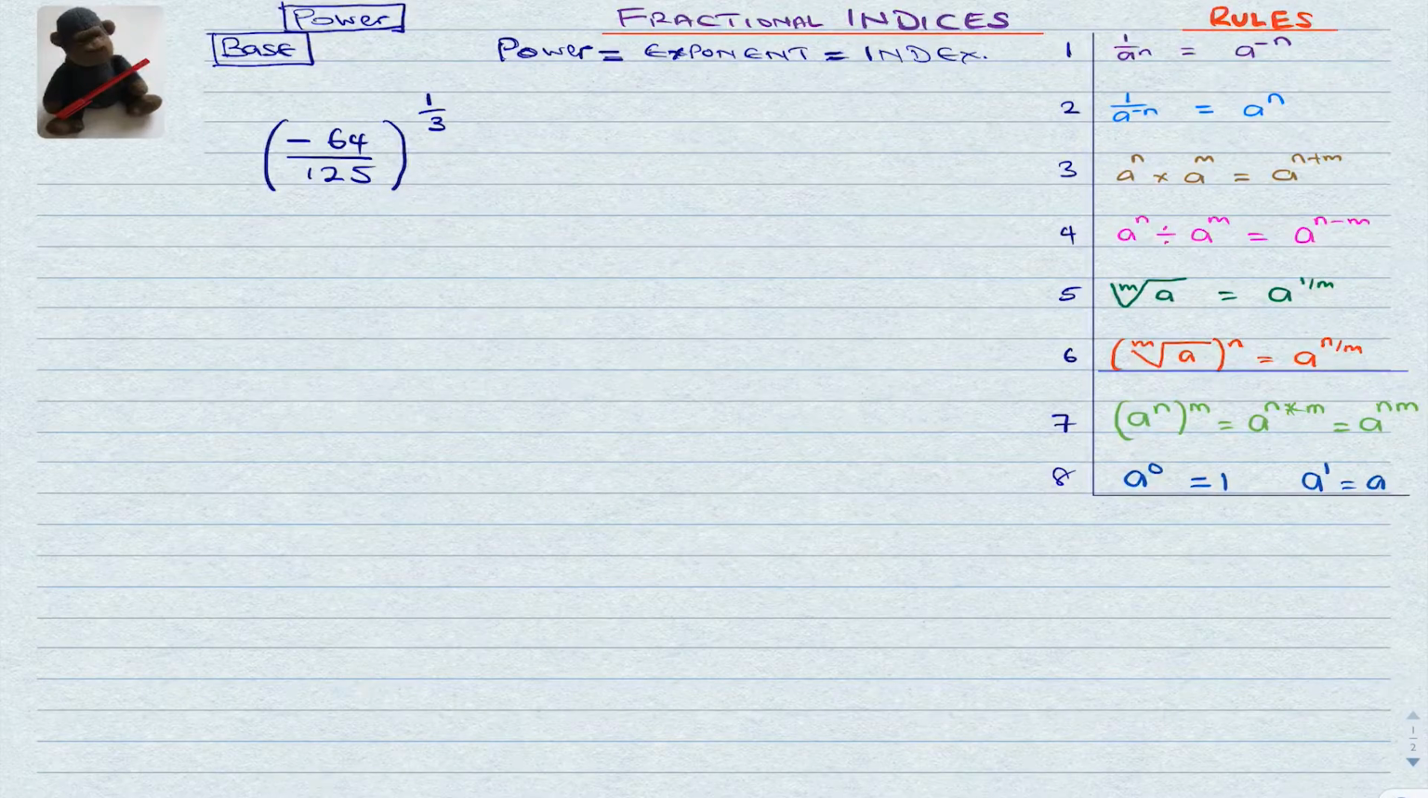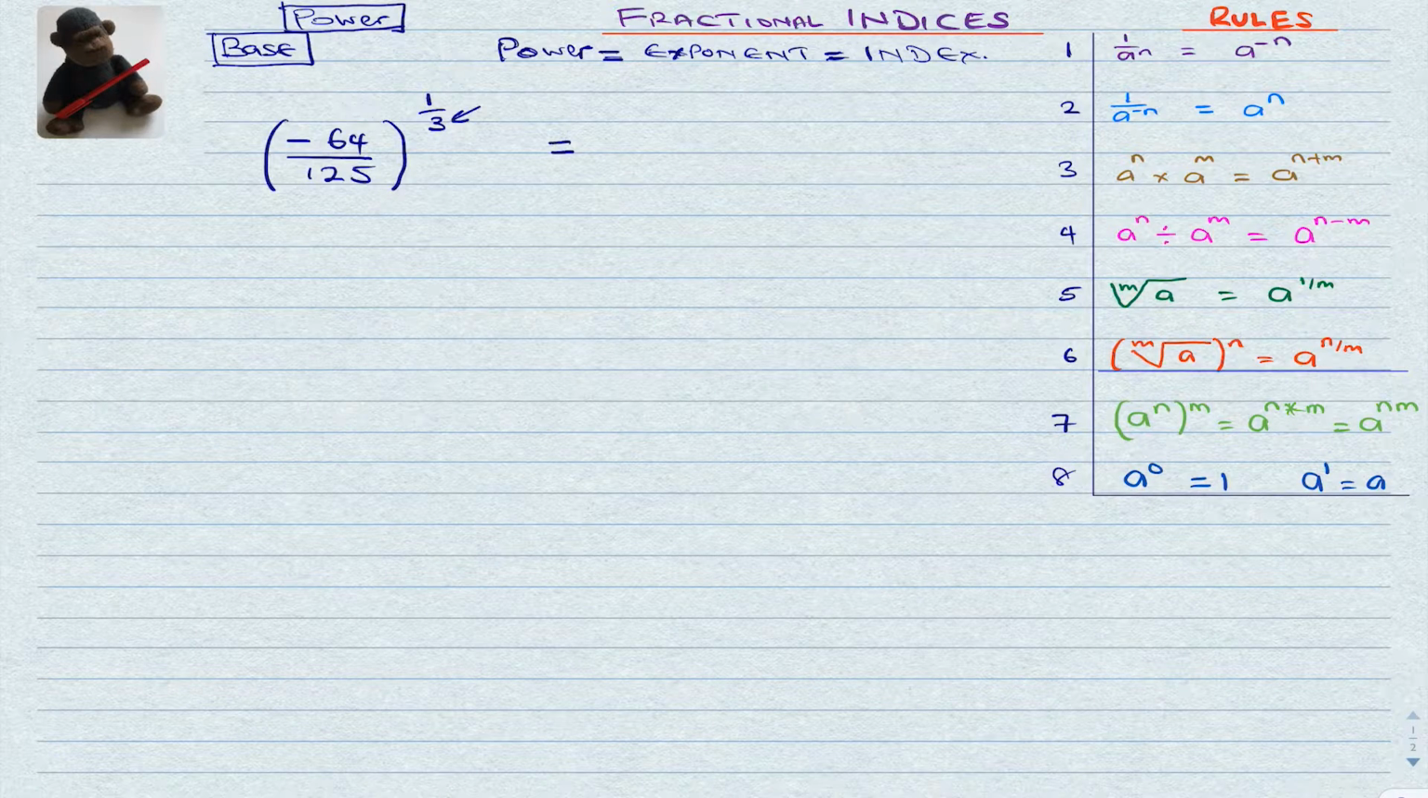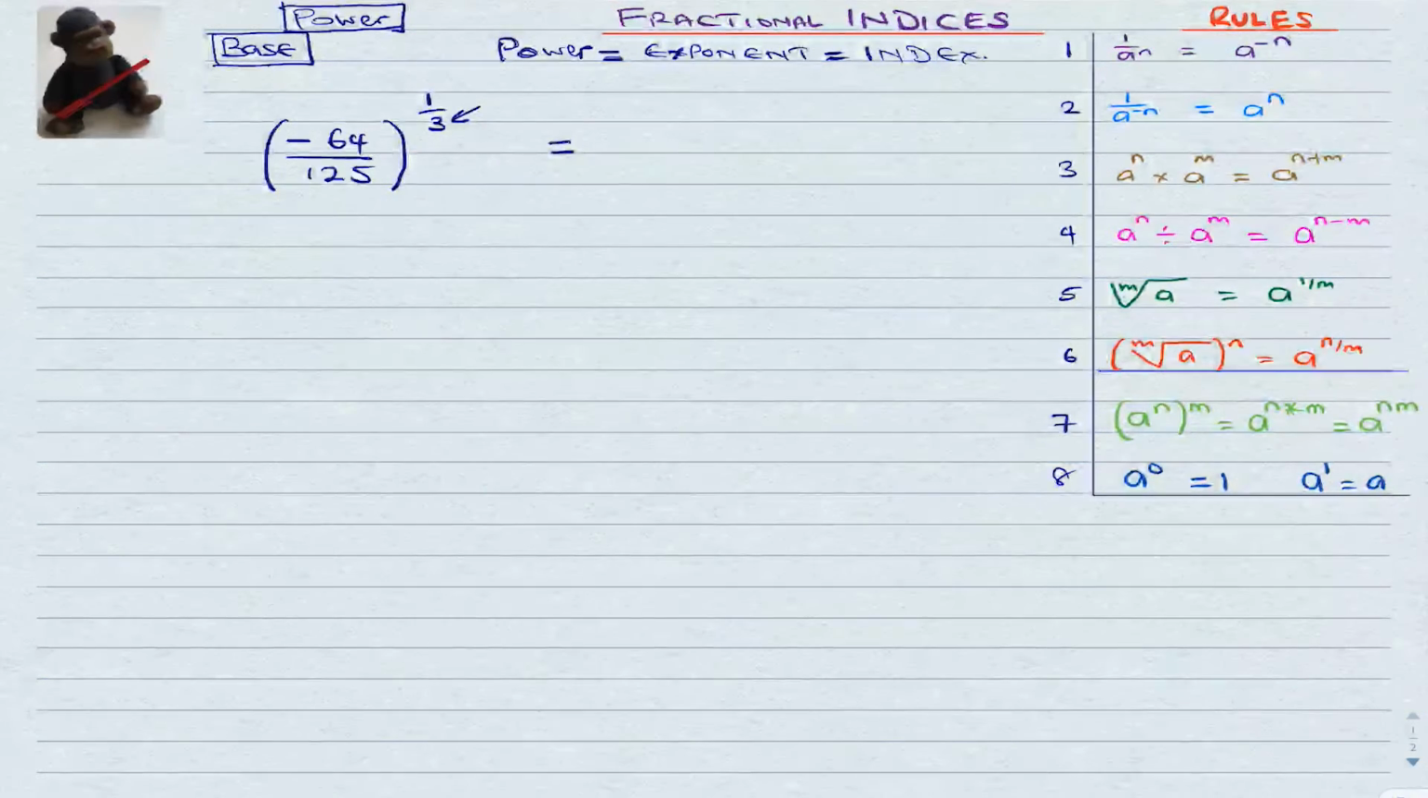Here's another question to do. Again, relatively easy. The clue is in the denominator of the fraction. It says 3. That 3 is telling you to look at those numbers in the bracket. There's a number you can multiply by itself 3 times and you get 64.